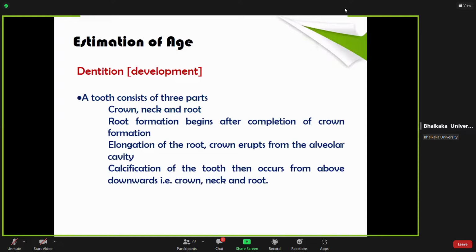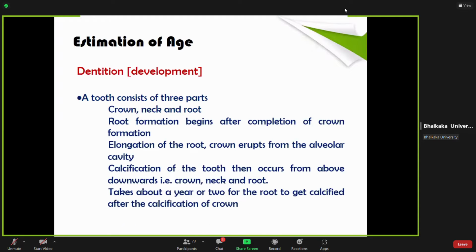The calcification of the tooth then occurs from above downwards. First in the crown, then neck, and then the root. It will take around a year or 2 for the root to get calcified after the calcification of the crown. That means first calcification happens in the crown, then in the neck and lastly in the root. This whole process takes 1 to 2 years.